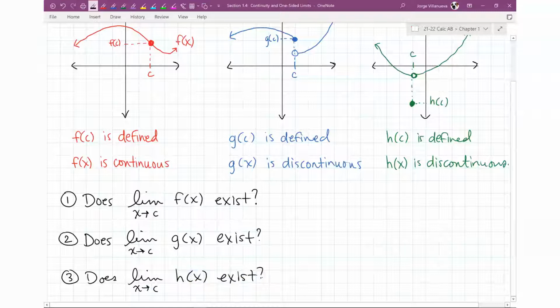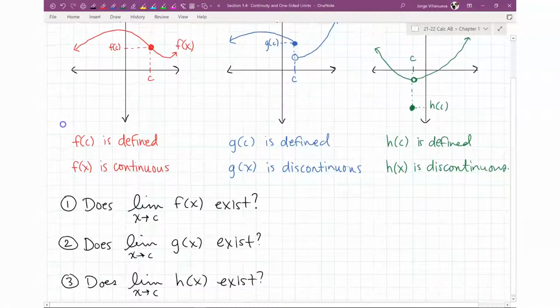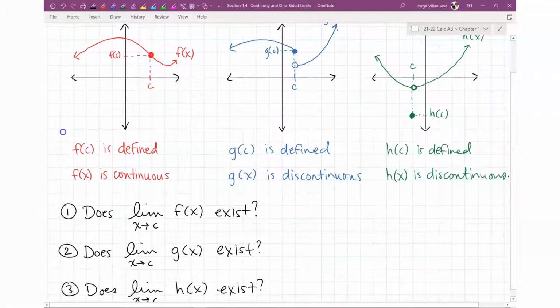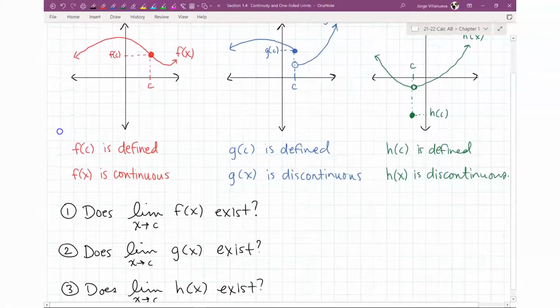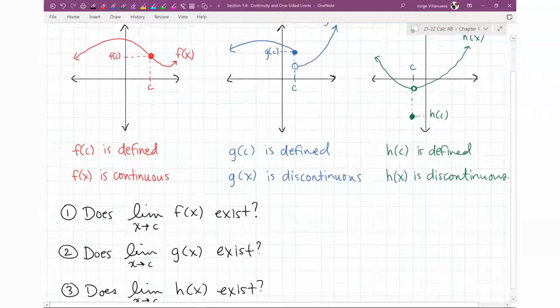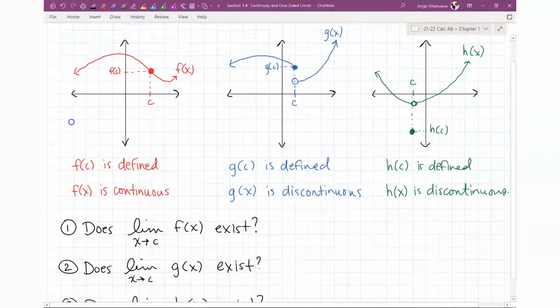We'll do the first one first, right? Does the limit as x approaches c of f of x exist? So is there a limit? No? How many of you guys, just by showing hands here, how many of you guys say, no, it does not? 2, 3, okay. How many of you guys think it does? Okay, a lot more. And some of you guys just aren't sure. The answer is yes, it does.